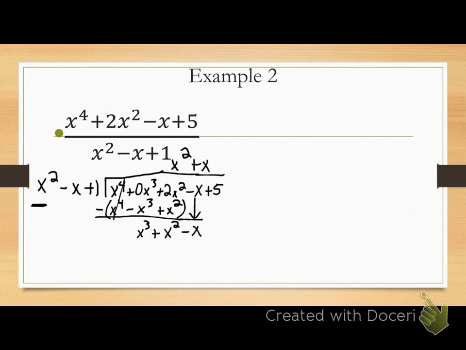So, I put an x up top. Now I've got to multiply this x times my divisor. X times x squared, x cubed. X times negative x, negative x squared. X times 1, x. What do I do with that? Subtract it again. Remember, we're subtracting the whole polynomial.